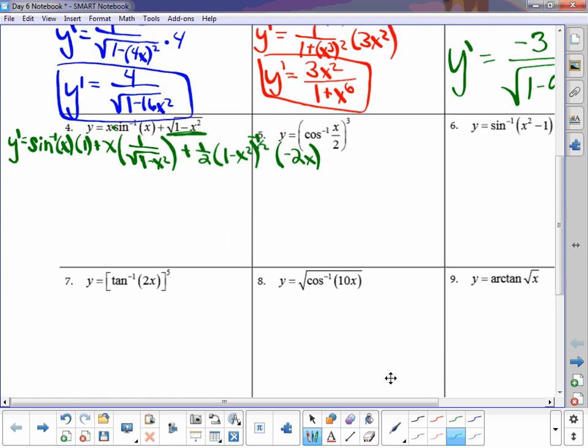Alright, questions on any piece of that? Yes, sir. Negative 1/2. Exponent to the negative 1. I'm sorry, what did you say? Yeah. Inverse sine of x times 1 plus x times 1 over the square root of 1 minus x squared plus 1/2 times the quantity 1 minus x squared raised to the negative 1/2 times negative 2x. Other questions so far?